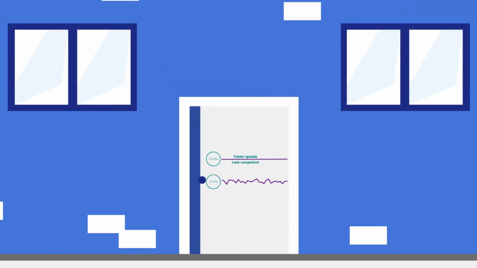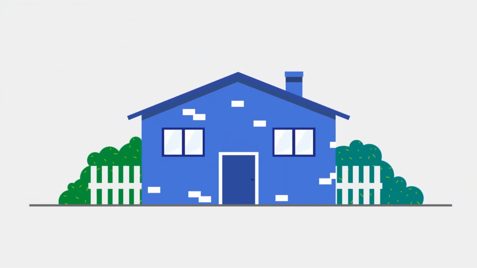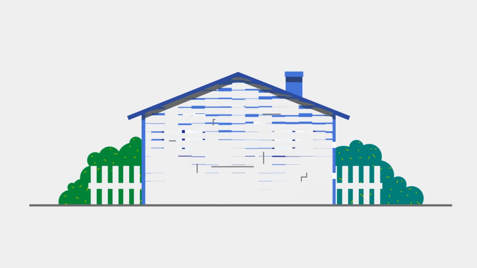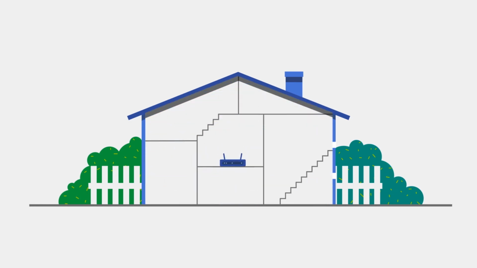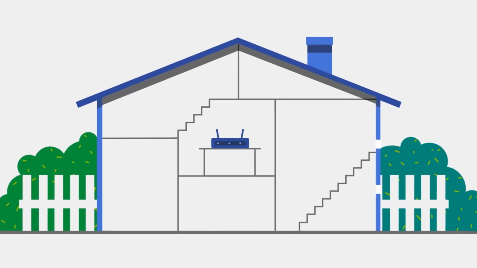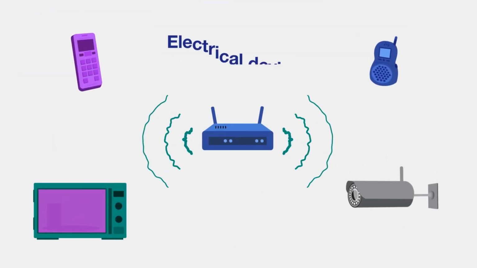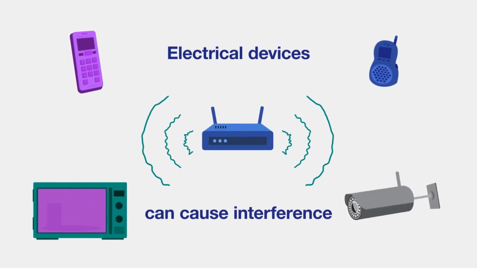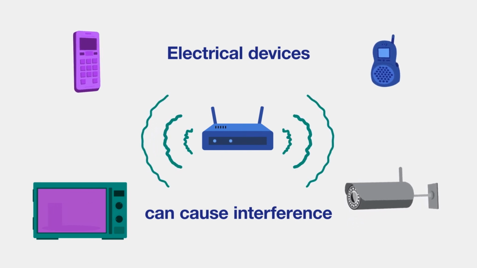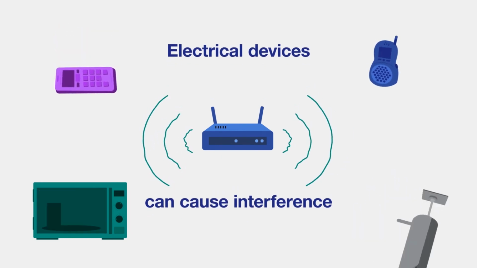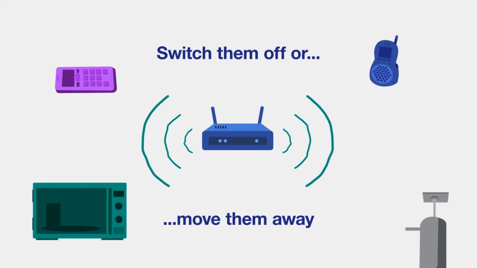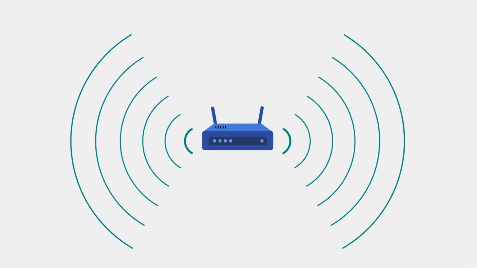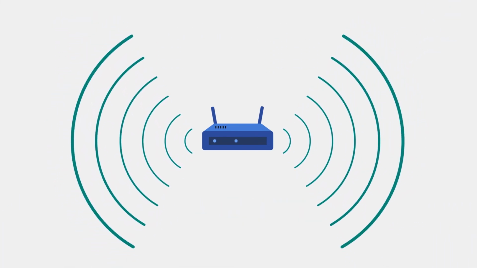It's also important where your Wi-Fi router is located. Ideally, it should be located in the middle of the area in which you want coverage and raised off the floor. Electrical devices that use the same frequency as your Wi-Fi can also cause interference. See if switching off these devices helps. You may need to reposition them away from your router to reduce the interference.